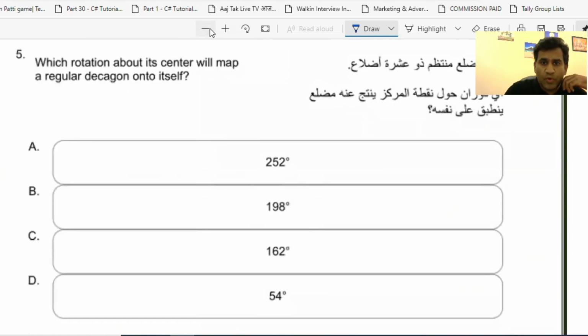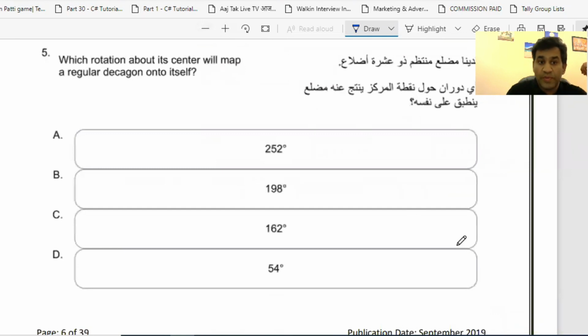The next question is about geometry. Which rotation about its center will map a regular decagon onto itself? So it's basically a polygon concept. A decagon is a plane figure which has 10 sides, and the word here mentions the regular decagon. It means each side of that figure is going to be the same.